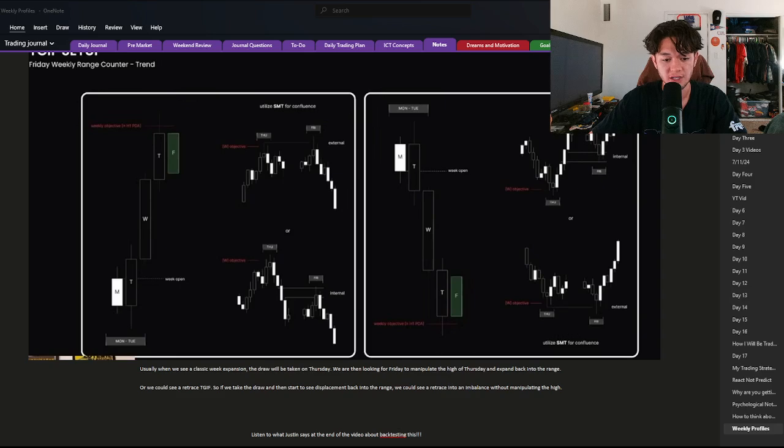Or we could see Thursday take that weekly draw, and then Thursday will start to expand down back into that range. We'll get a change in the state of delivery. Then Friday will retrace back into a PD array that was made and continuation back into that range. So you see that green Friday candle pushing back into the range because the weekly candle doesn't want to close at that high.